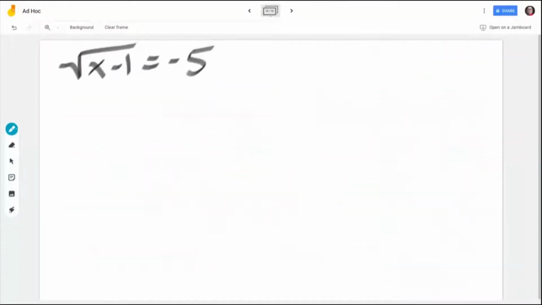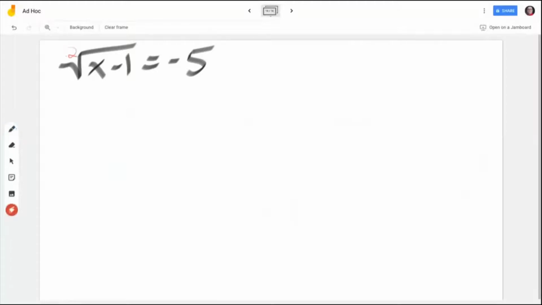Let's look at another one. Here I have the square root of x minus 1 is equal to negative 5. Now when you take the square root of a number, you should never get a negative as a result. For square roots, that will never happen. If it's an odd root, it can happen. But for an even root, it cannot. And so this is an even root here.